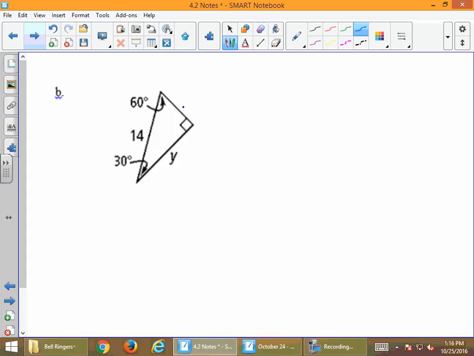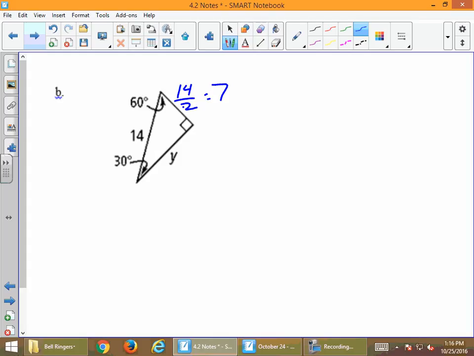We're going from big to small. We're going to multiply or divide? Divide. And what are we going to divide by if we're dealing with the hypotenuse? You can look back at your diagram. That might help. What letter is written in the hypotenuse? 2. So we're going to divide by 2. Well, 14 divided by 2 is what? 7. So that's your short side.